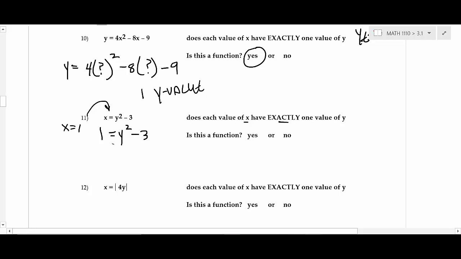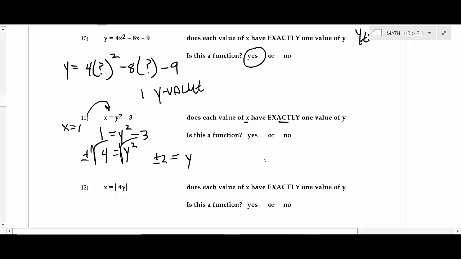Now what we do is add 3 to both sides. And in your mind, you can add 3 to both sides, so you'll have y squared equals 4. How many answers does this equation right here have? That's what's important. There's 2. You do the square root of both sides, and you're going to get 2 answers. You're going to get y is going to be equal to plus or minus 2.